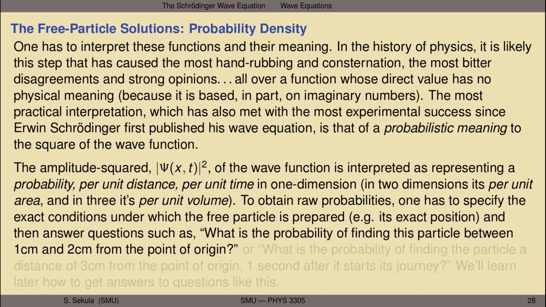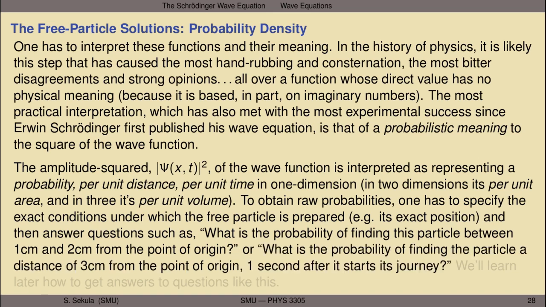Now, to obtain raw probabilities, one has to specify the exact conditions under which the free particle has been prepared. For instance, where was it starting from exactly, and what was its momentum, and things like that. And then you can answer questions such as, given that this is a matter wave, and it's not localized once it's released to any one place in space, what's the probability of finding this particle between, say, 1 centimeter and 2 centimeters from the point of origin?